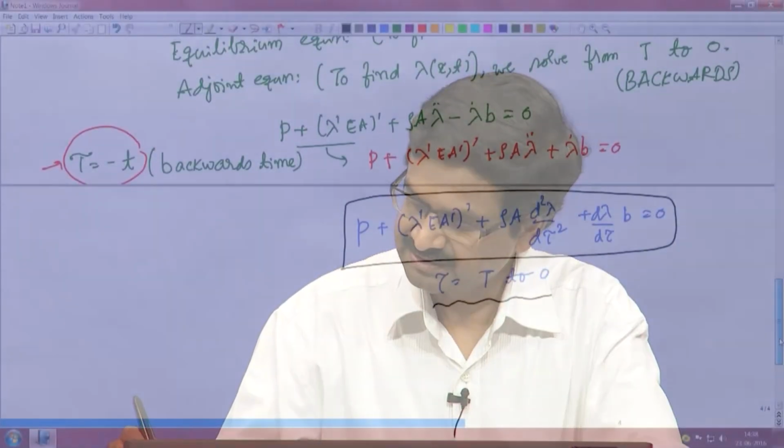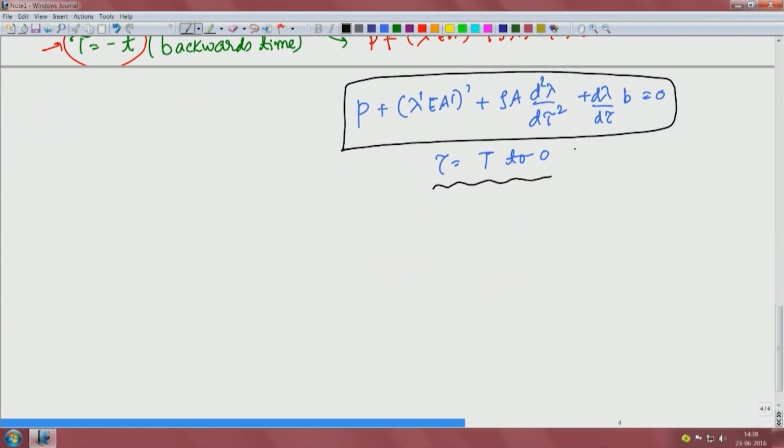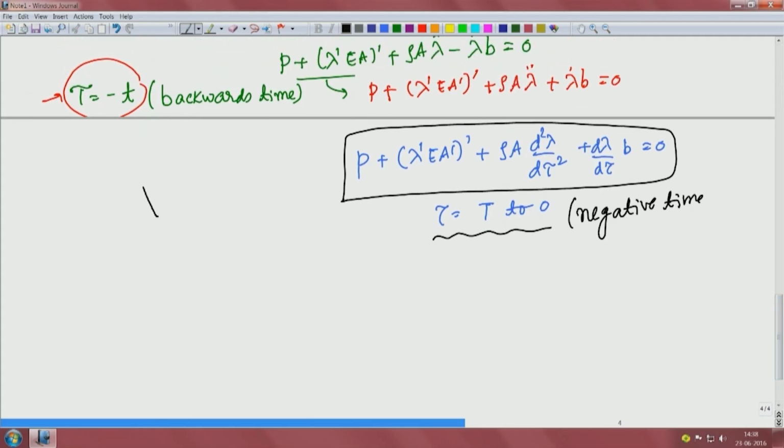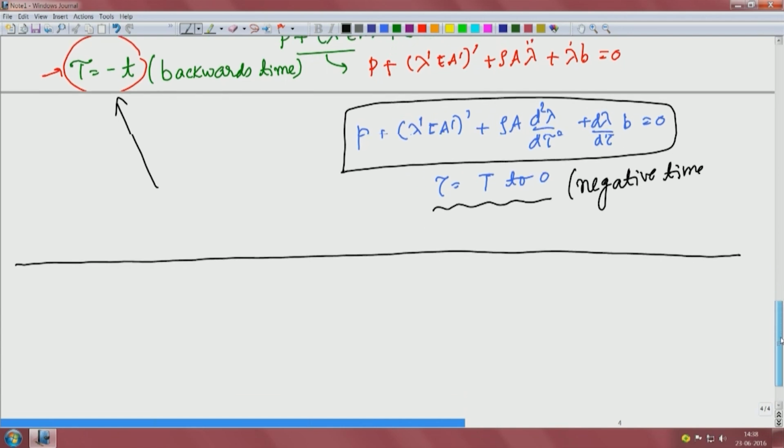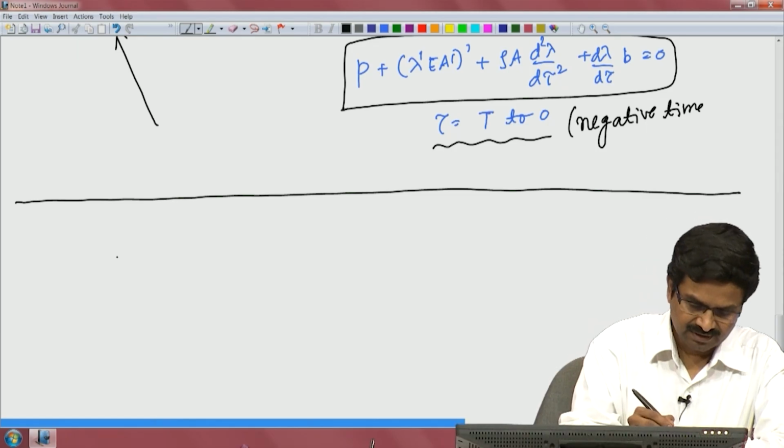For that, let us take a different problem where we look at the meaning of this negative time that we took to say that we are going backwards in time, tau equal to minus t. Why was that necessary? That is apparent from here, but when we take another problem, that will become more clear. So, what we do now is take up a problem.